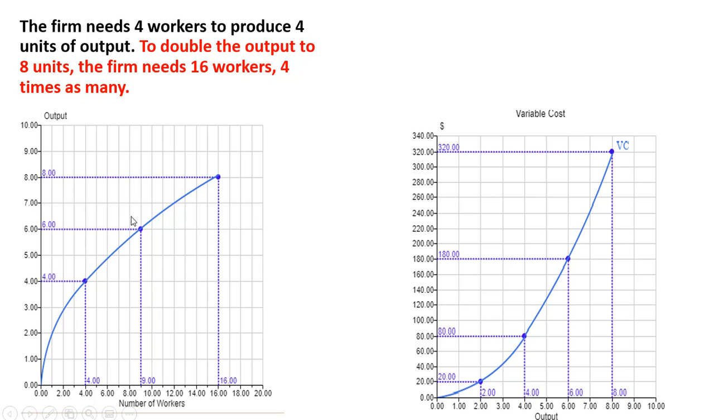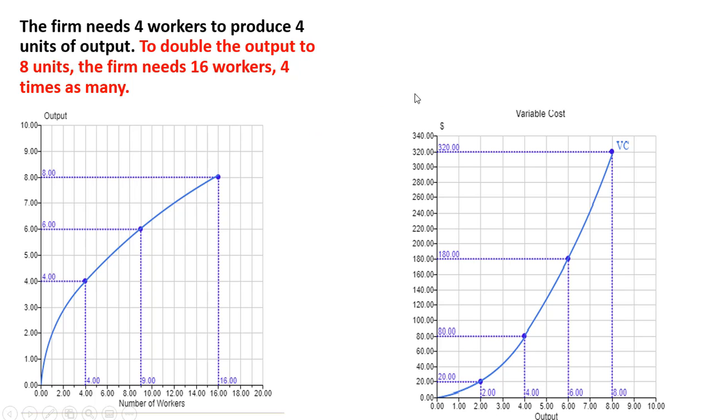From this production function, total product of labor curve, the firm needs 4 workers to produce 4 units of output. So here's 4 workers, and that produces 4 units of output. To double the output to 8 units, the firm needs 16 workers, 4 times as many. That's diminishing returns here, diminishing marginal returns to labor. So with 16 workers, the firm produces 8 units of output.